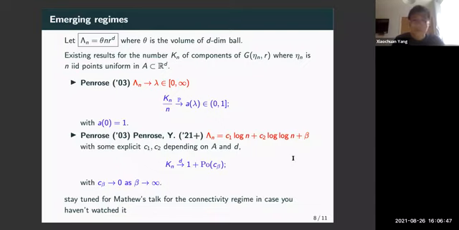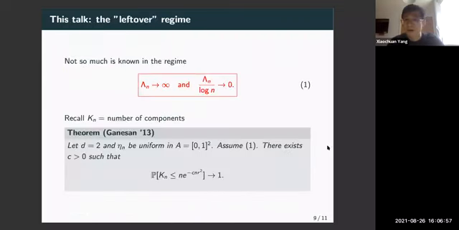You might have noticed that there are some leftover values. So what if lambda n goes to infinity, but at a lower rate compared to log n? And this is precisely the main concern of this talk. And in the abstract, I refer to this regime as the intermediate regime. So we assume 1 occurs and consider the number of components Kn. In this case, not much is known actually.